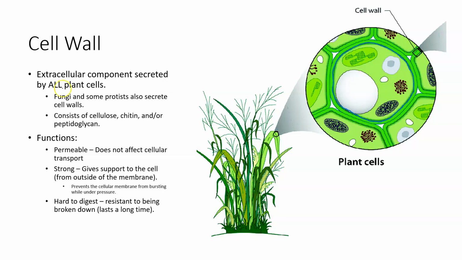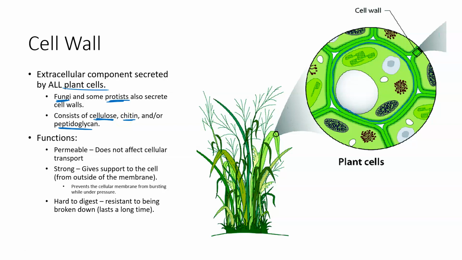Okay, so the cell wall is on the outside of the membrane and consists of extracellular components that are secreted by plant cells and some fungi and some protists. The plant cell wall is made up of cellulose. Fungus cell walls are made of chitin, and bacterial cell walls are peptidoglycan. All three of these substances are used to create a cell wall.